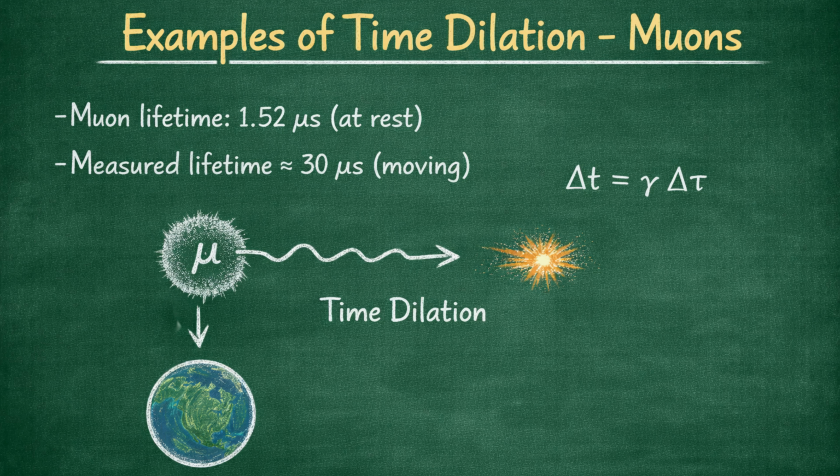Relativistic time dilation is confirmed by cosmic ray muons. Muons have a short rest half-life, 1.52 microseconds, so classically, few would survive to Earth's surface. However, fast-moving muons are observed in large numbers because their decay clocks run slower by gamma. Earth observers see their lifetime extended exactly as predicted by delta t equals gamma delta tau, verifying time dilation.